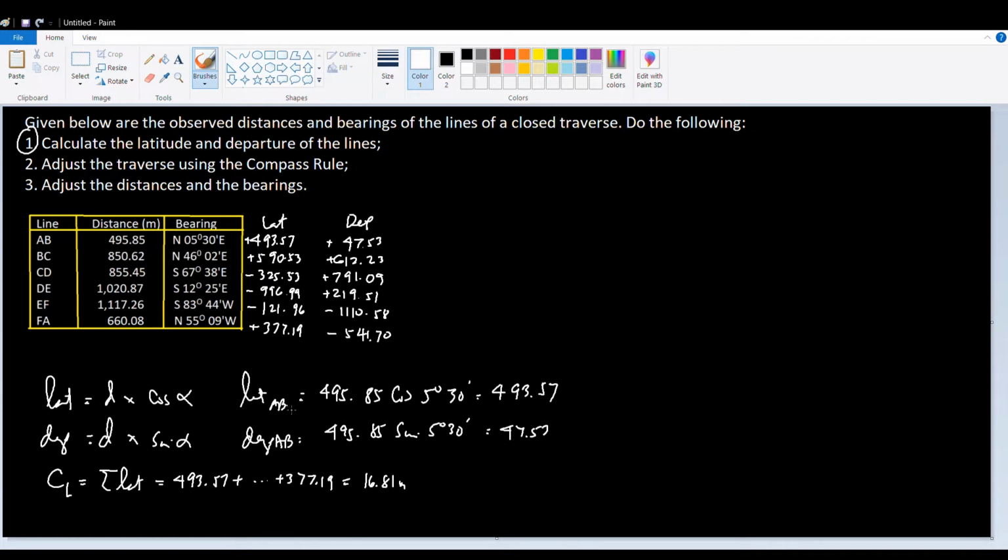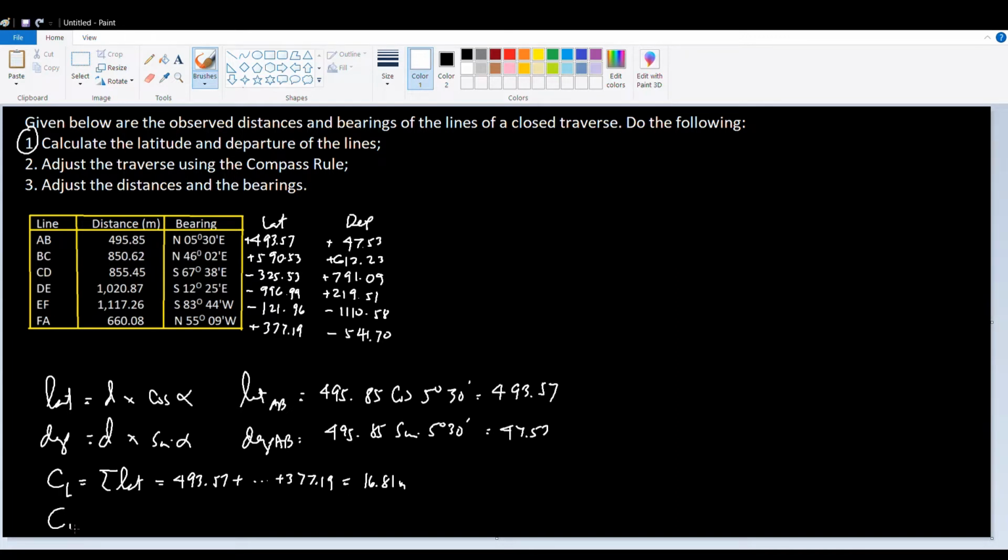So the magnitude 16.81 is acceptable because the distances involved are quite large. The longest being more than a kilometer, 1,100. So it is understandable why we have a large misclosure in latitude. So it is positive. There are more positive latitudes than there are negative latitudes. So you can check that by just adding all the latitudes.